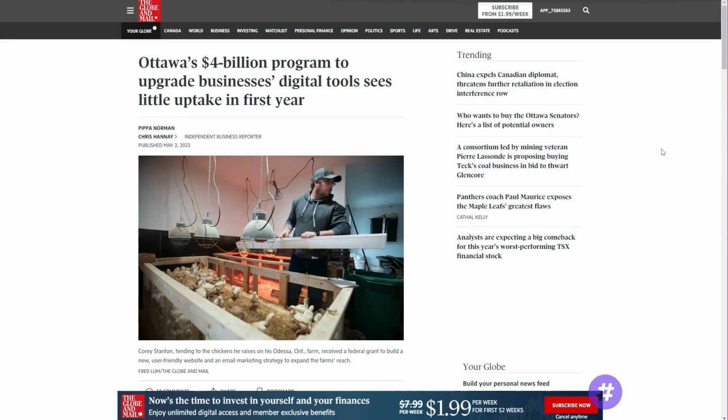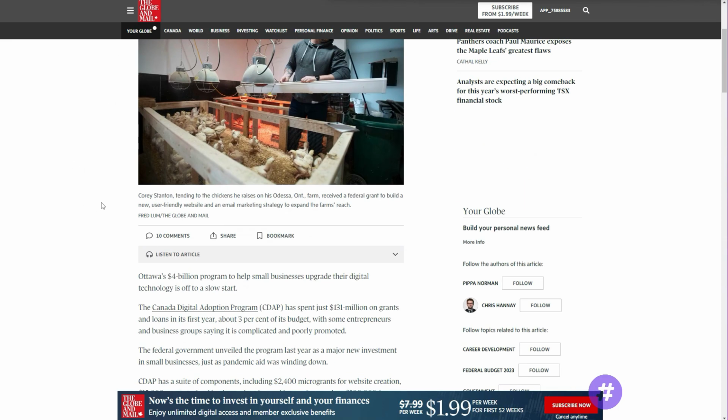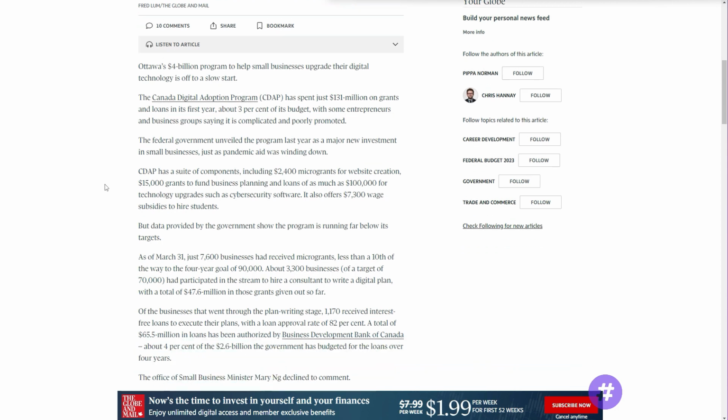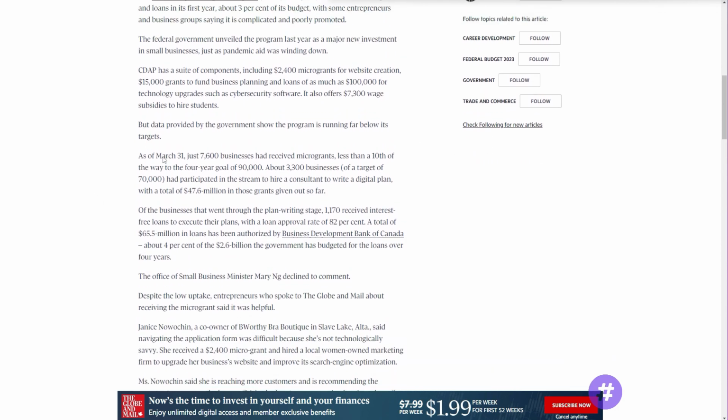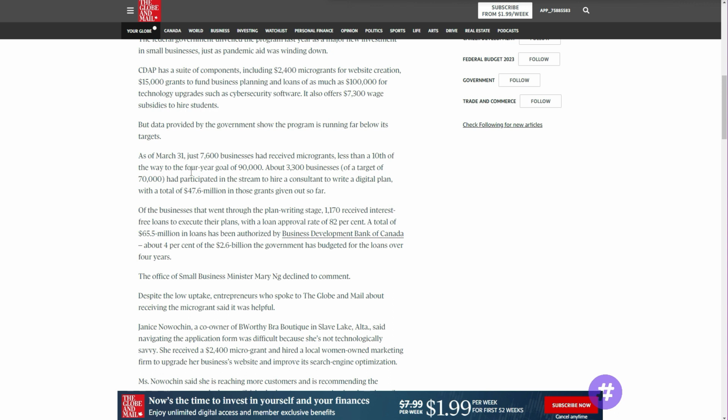So fast forward a year later, and I came across this article in the Globe and Mail that talked about the progress over the 1-year period for the program itself. Interestingly, as of March 31st, so almost exactly a year and a month after it launched, only 7,600 businesses had received these micro grants, less than a tenth of the way to their 4-year goal of 90,000. So assuming an even spread, you would probably have expected roughly around 15,000 businesses or so to have signed up and received these micro grants at this point. So they're way behind target.